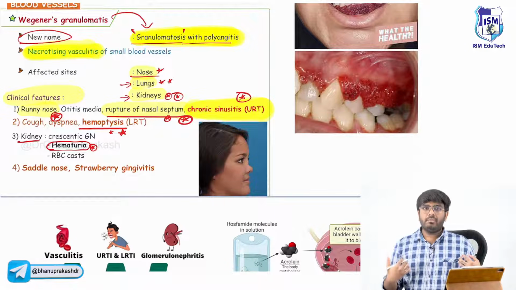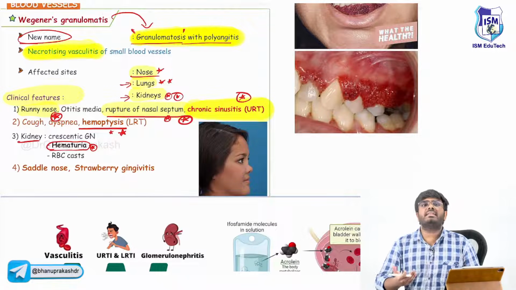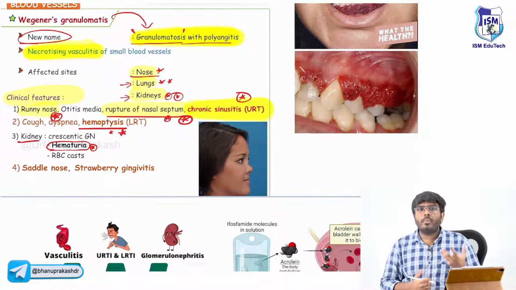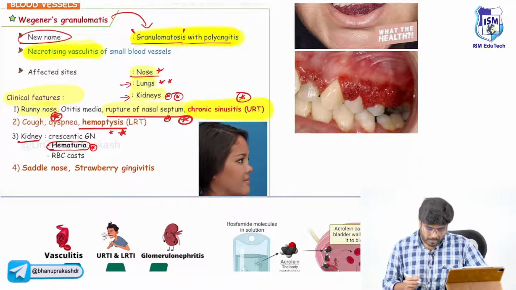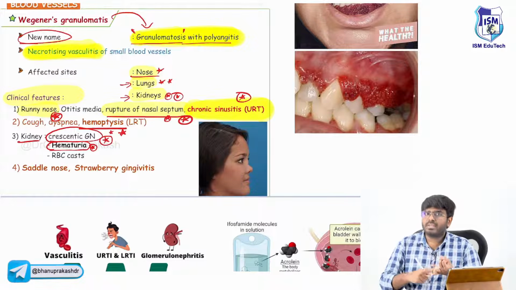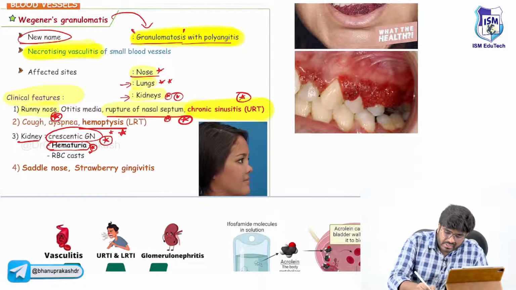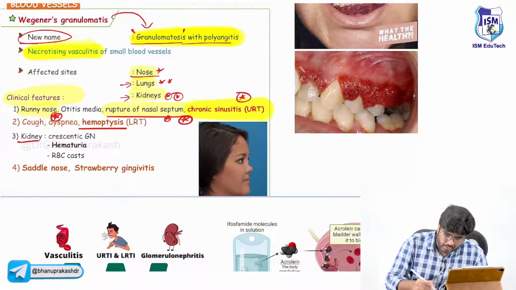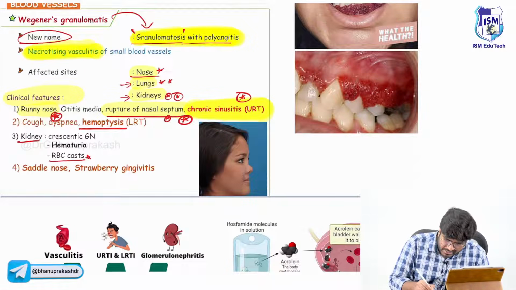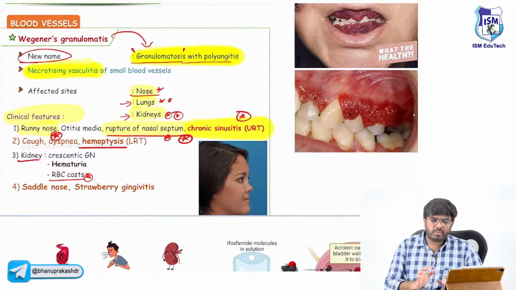So if I have Wegener's granulomatosis, my kidneys are going to have the nephritic syndrome. Glomerulonephritis is going to be there. That's why these patients are going to have crescentic glomerulonephritis or rapidly progressive glomerulonephritis. That is the one causing hematuria. Whenever there is hematuria, RBCs are coming out in the urine, so in the urine you can see RBC casts.